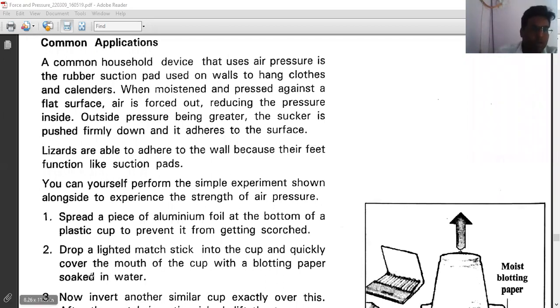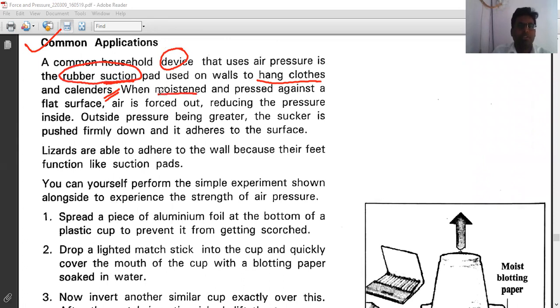So now look at the common application. A common household device that uses air pressure is the rubber suction pad used on walls to hang clothes and calendars. So this is the air pressure application in which we hang our clothes, right? Because it creates a vacuum, rubber suction.